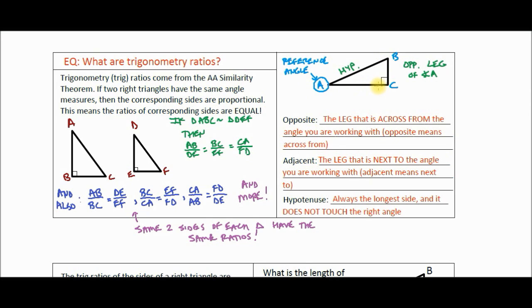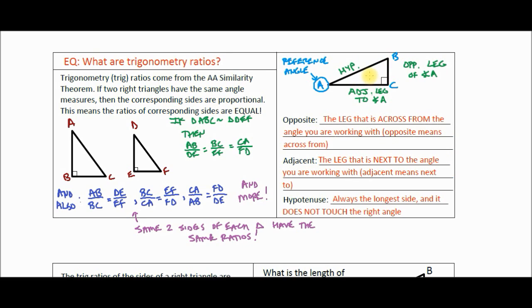And now take a look at AC. AC is next to angle A. In fact, it touches angle A. It is next to it. That means this side, AC, is adjacent. It's the adjacent leg to reference angle A. So here's how we name. We have to know these names. What does hypotenuse mean on a right triangle? What is the opposite leg of our reference angle? And what is our adjacent leg of our reference angle?